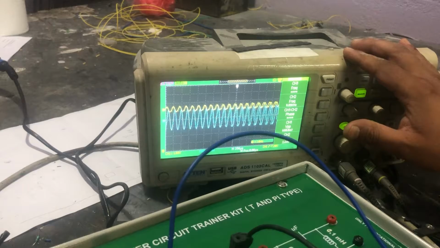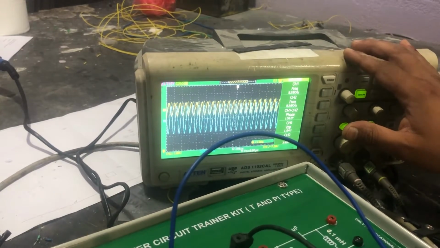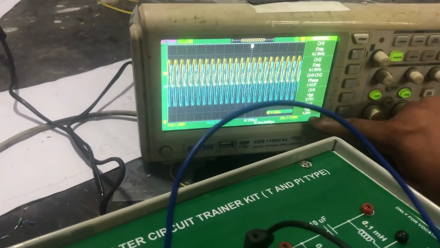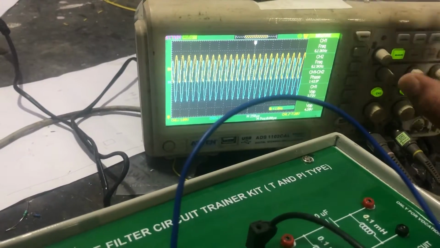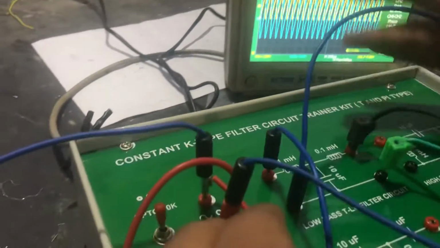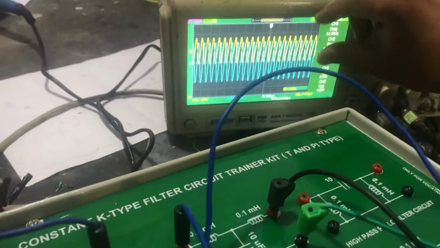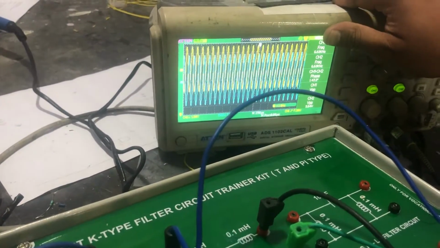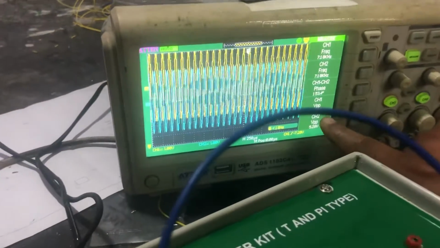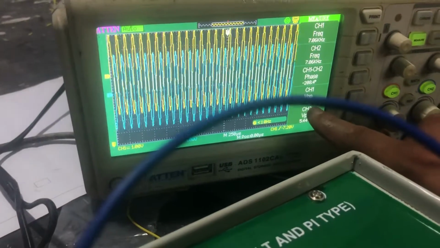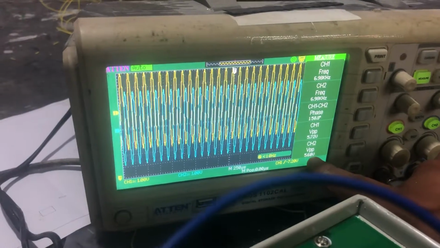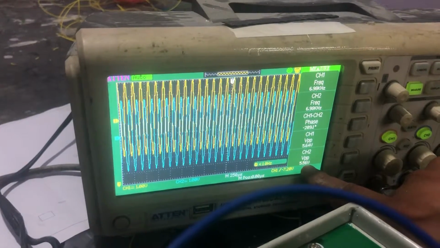Here channel 1 is 2.76 and channel 2 is 4.28. This is not a problem. I am not changing the amplitude, but it is automatic. It can create some resonance, which is why the amplitude is changing. Now I am going to near 7.14 kilohertz. Here channel 1 is 5.68 and channel 2 is 5.60.